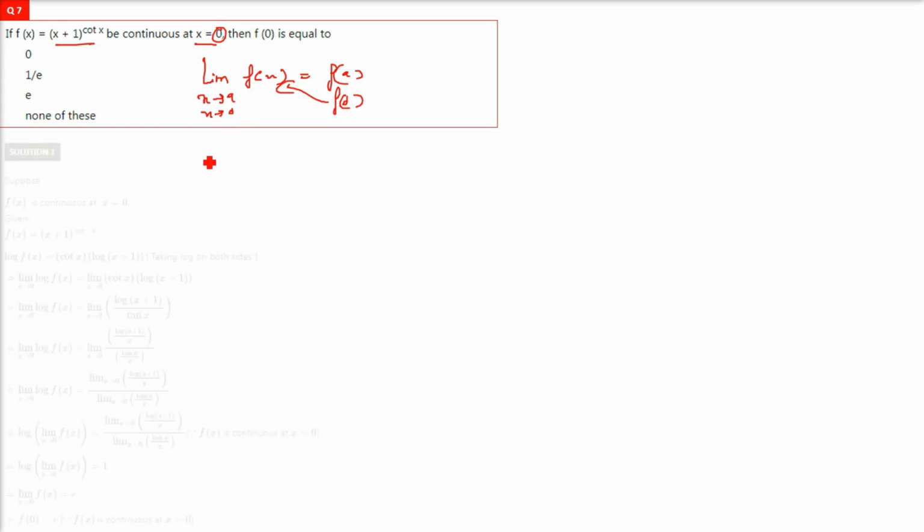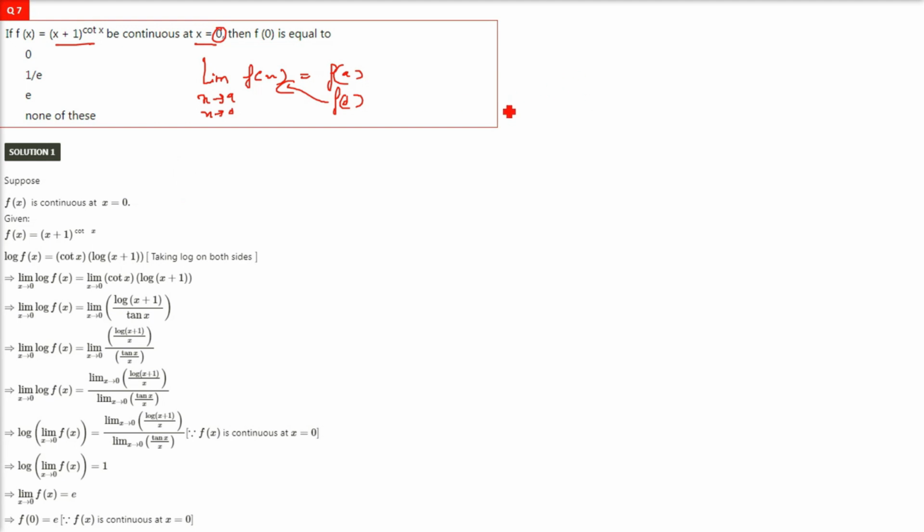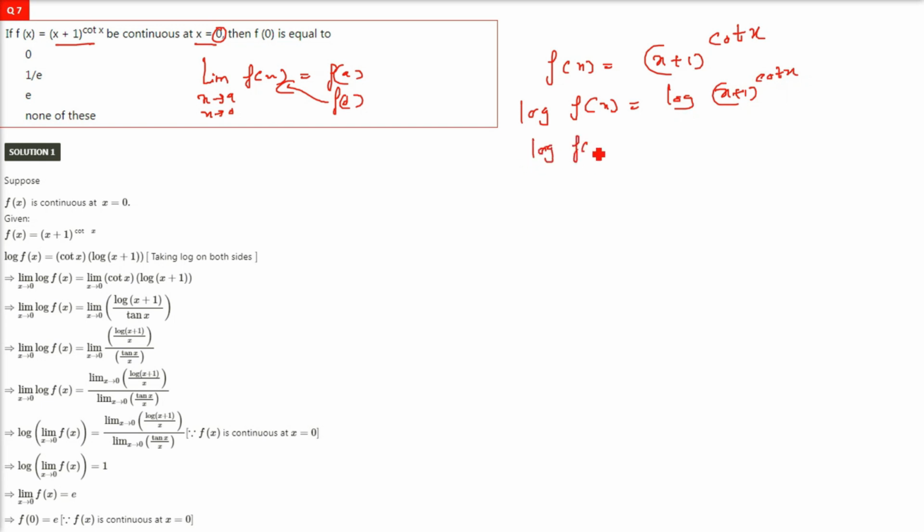Limit x tends to 0 for (x plus 1) to the power cot x. So let us see how we do it. There are two methods actually. So I'll tell you both the methods. f(x) is equal to (x plus 1) raised to the power cot x. So let us take the log. When you take the log, the power comes in front. So log f(x) is equal to cot x log (x plus 1).